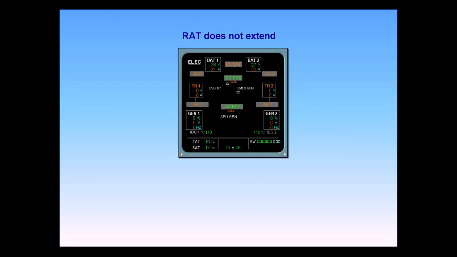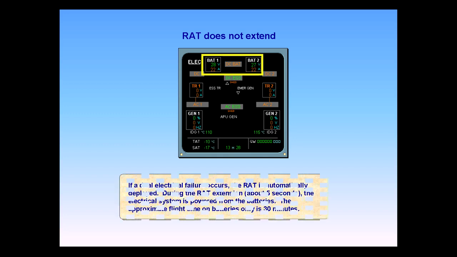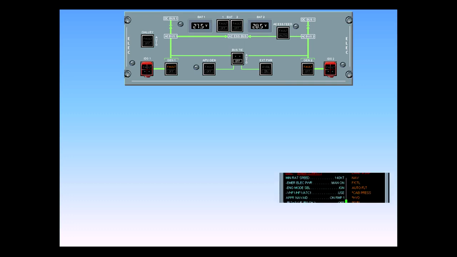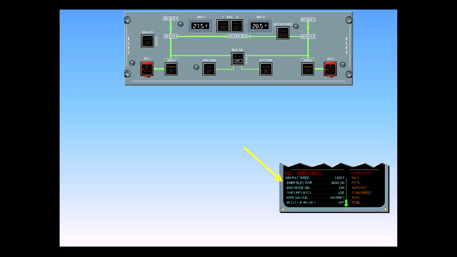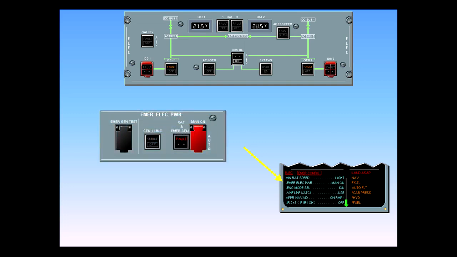If a dual electric failure occurs, the RAT is automatically deployed. During the RAT extension, about 5 seconds, the electrical system is powered from the batteries. The approximate flight time on batteries only is 30 minutes. If the RAT fails to extend, a specific message appears in the emergency electric procedure telling you to manually extend the RAT on the emergency electric power panel.